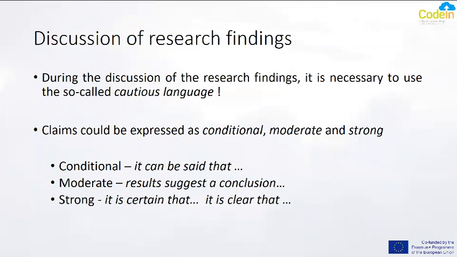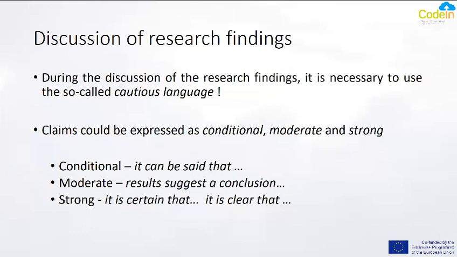During the discussion of the research findings, it is necessary to use the so-called cautious language that evokes how confident the researcher is in his claims. This kind of language allows the researcher to distance himself from the claim or data he received in the research. Furthermore, if some scale were used, from weaker to stronger, claims could be expressed as conditional, moderate, and strong.